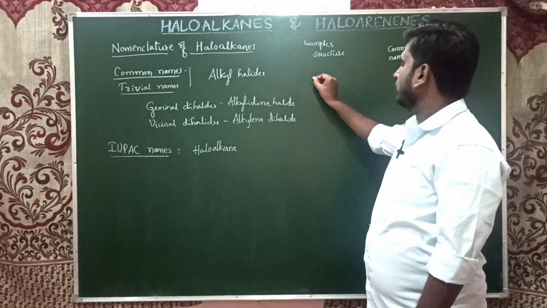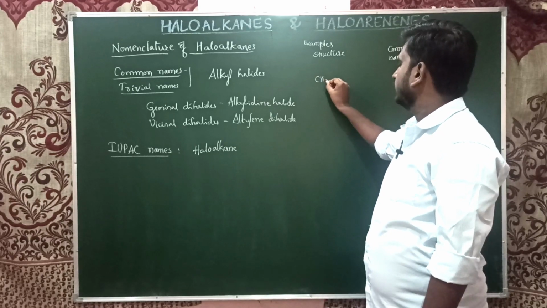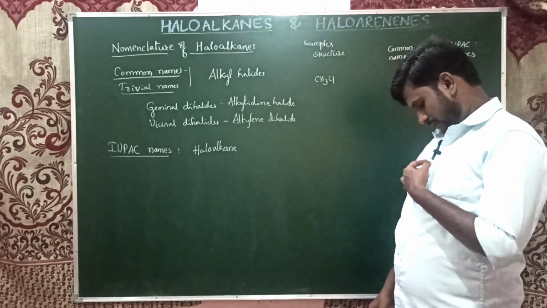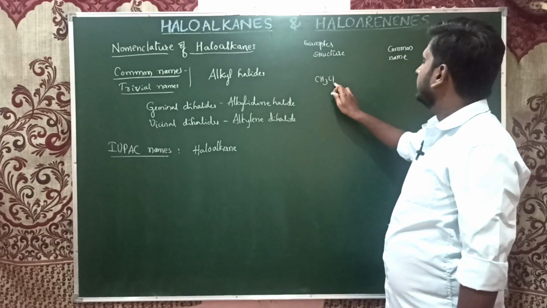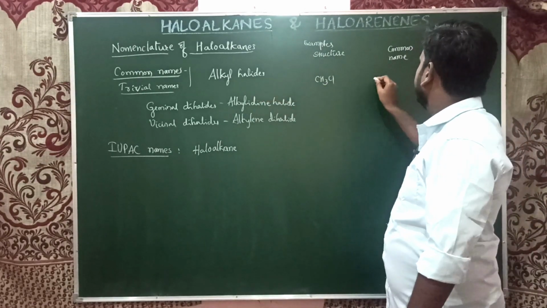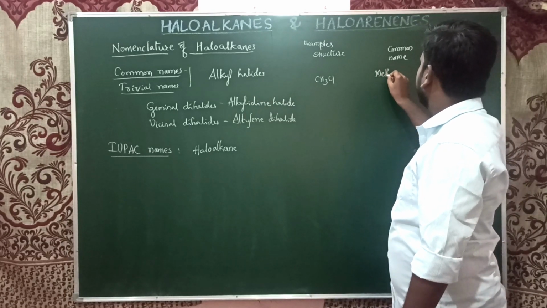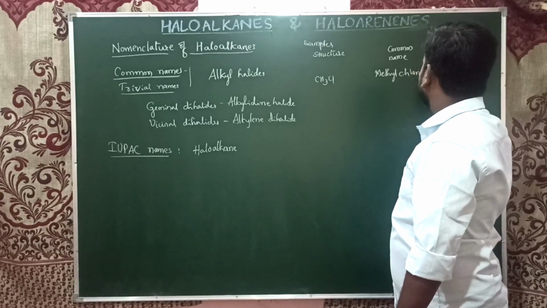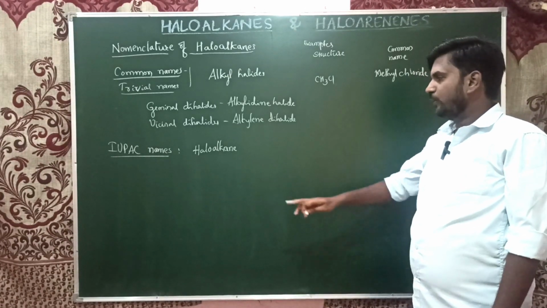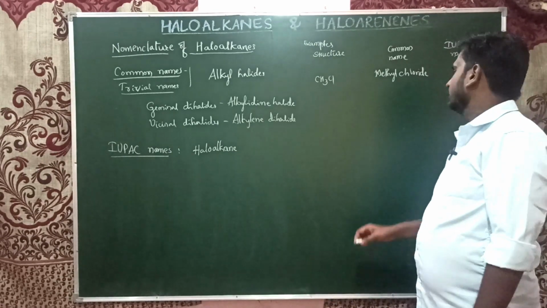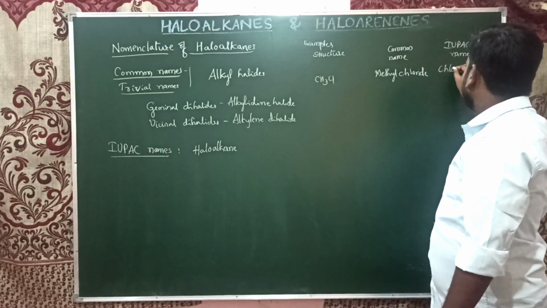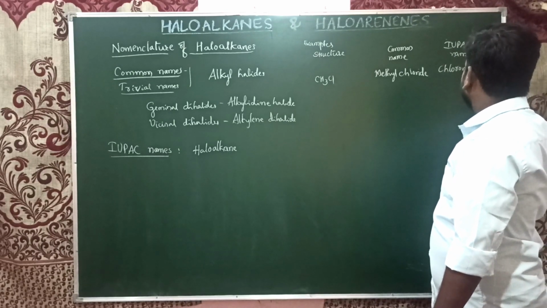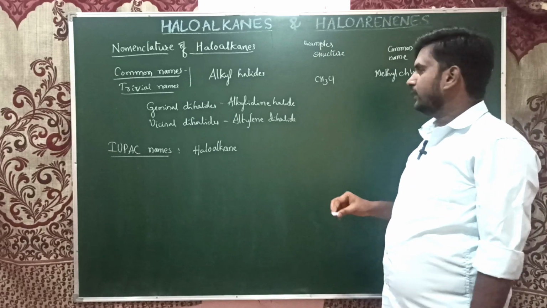The first one is CH3Cl, the first member of the haloalkanes, the chlorine members. It is derived from methyl, like alkyl halide. It will be written as methyl chloride. And the IUPAC name will be like haloalkanes, so it is chloromethane.